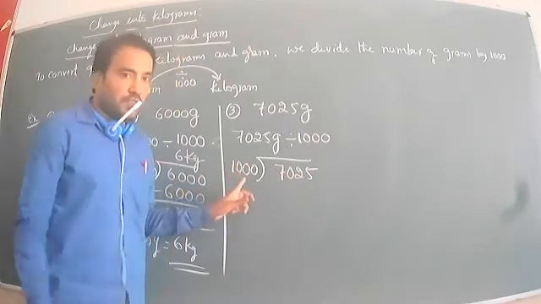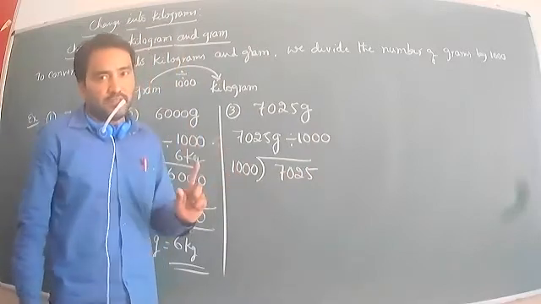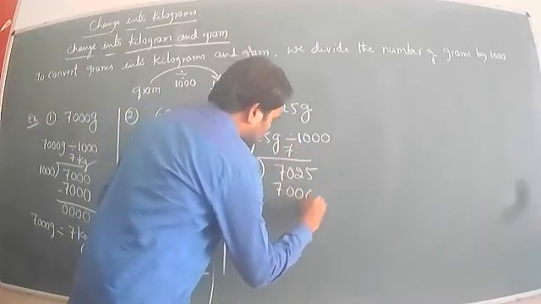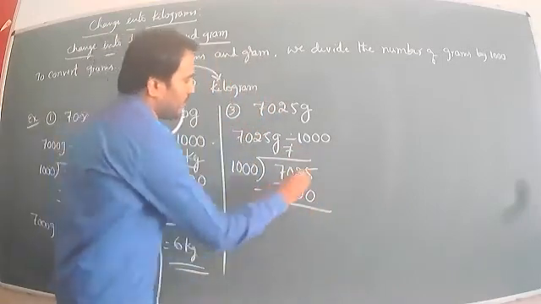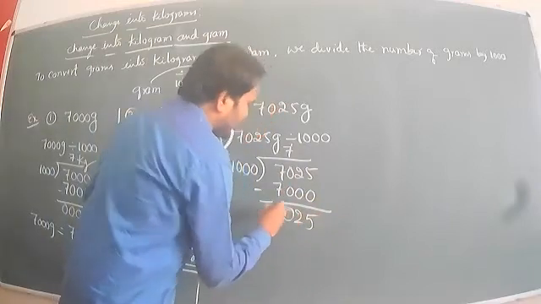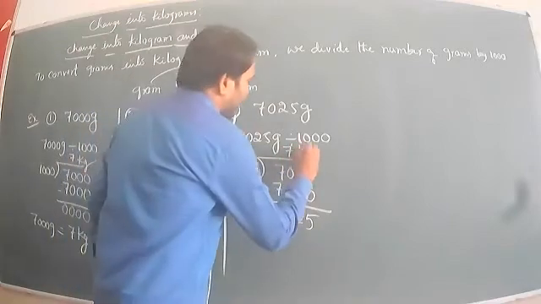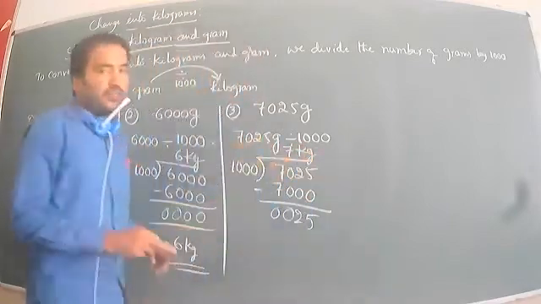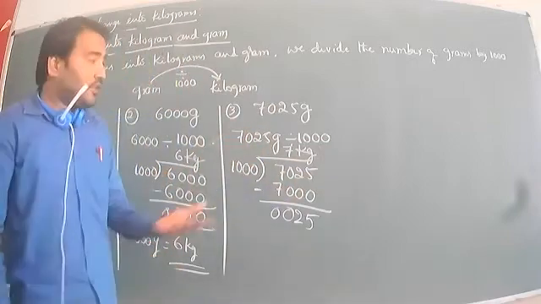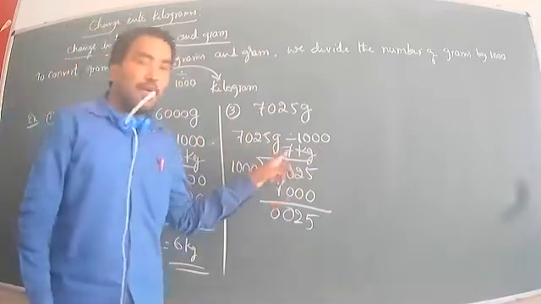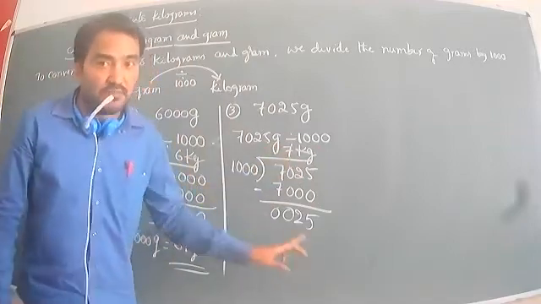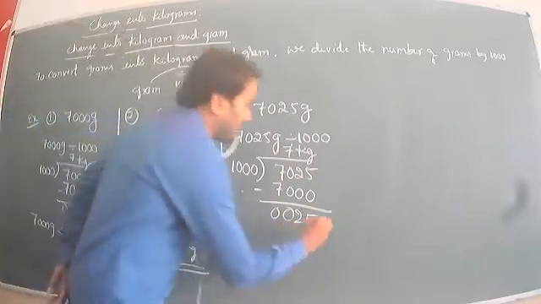For 7,025, the nearest number in the 1,000 table is 1,000 sevens are 7,000. Okay, now subtract it. 5 less 0 is 5, 2 less 0 is 2, 0, 0. How many is remaining? So it is 7 kg. The quotient has to be written in kg, because 7 is how many times thousand is repeated in 7,025. That is kg. So remaining how much? 25 grams has to be remaining. That is called gram.